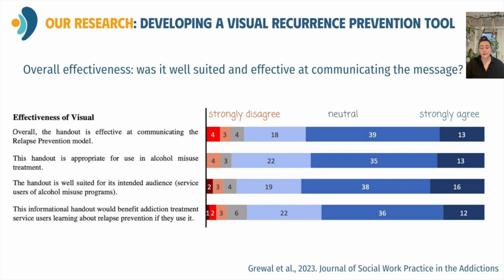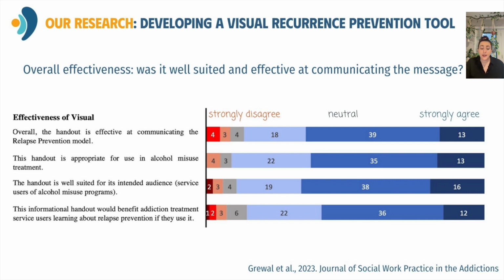So was the infographic well suited and effective at communicating the main messages we were trying to get across? As you can see here, we provided them with a Likert scale of opportunities to either strongly disagree as a 1 or strongly agree as a 5 to what they were seeing.